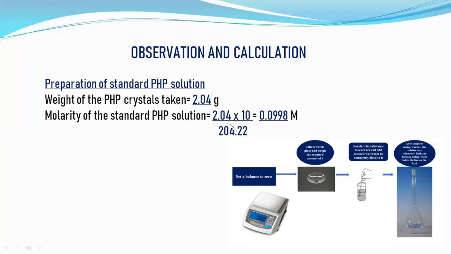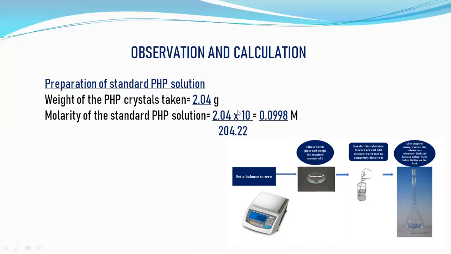So the formula is 2.04, which is nothing but the weight of PHP crystals taken, into 10. Here why we take 10? Because we are preparing the solution in a 100 ml standard flask. That is why we take it as 10. Suppose we are preparing it in a 250 ml standard flask, then the multiplication factor here becomes 4. So based on how much of standard solution you are going to prepare, we are going to add this number.